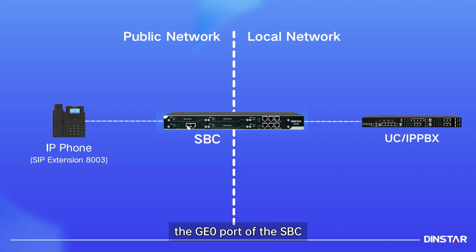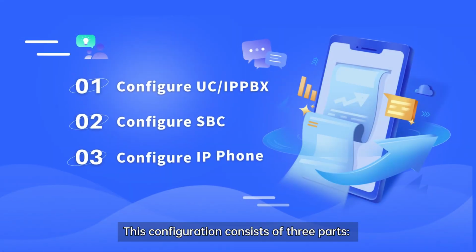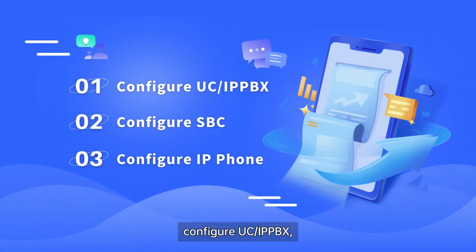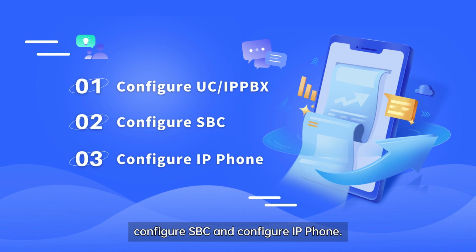By default, the GE0 port of the SBC is connected to the public network, and the GE1 port of the SBC is connected to the internal SIP server. You need to know that we use the local network environment to simulate the public network environment in this configuration. This configuration consists of three parts: configure UC IP PBX, configure SBC, and configure IP phone.